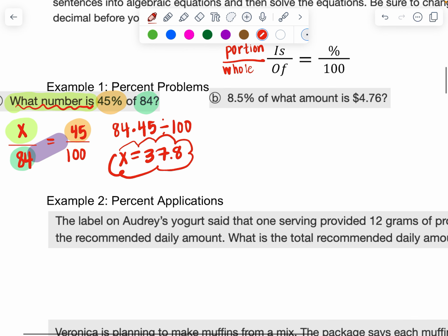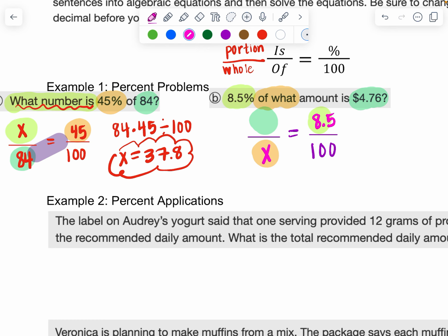Let's look at another one. Again, I'm going to draw my two fractions. And I know the second fraction has 100 on the bottom. 8.5%. So we know the percent of what amount? So of what? That means we don't know the of. Is $4.76. So 8.5 is the percent of what?